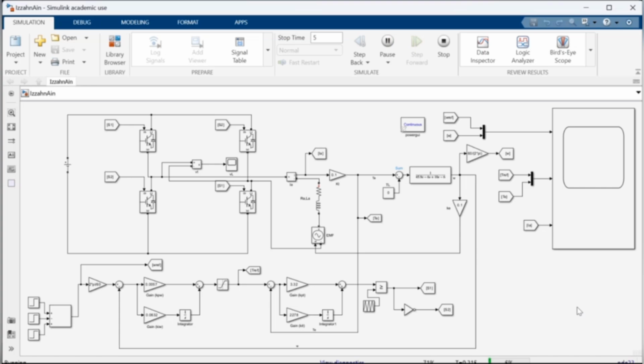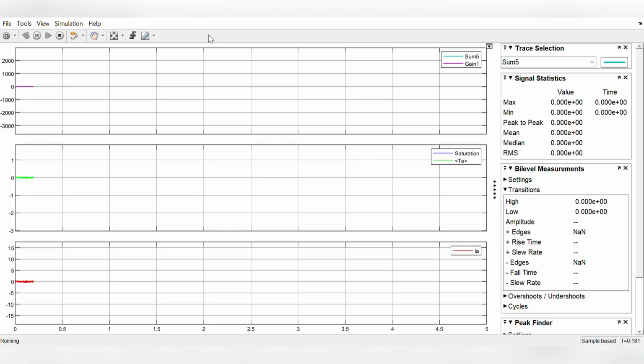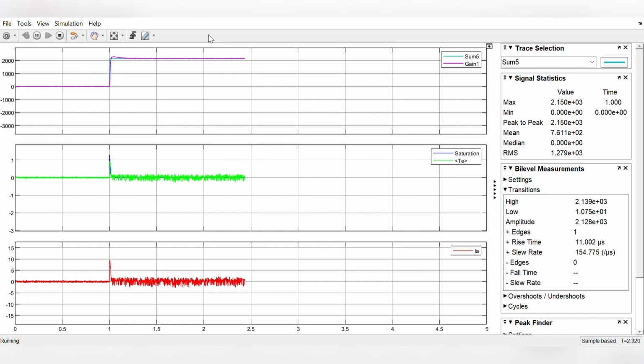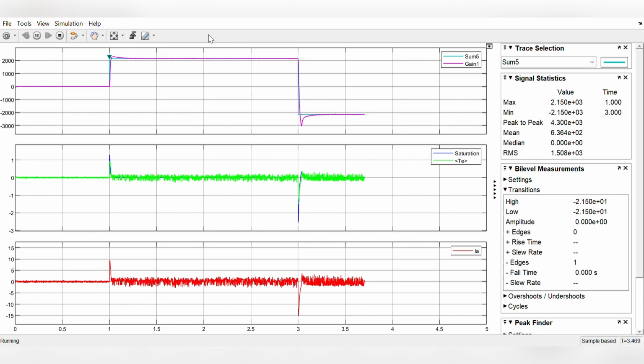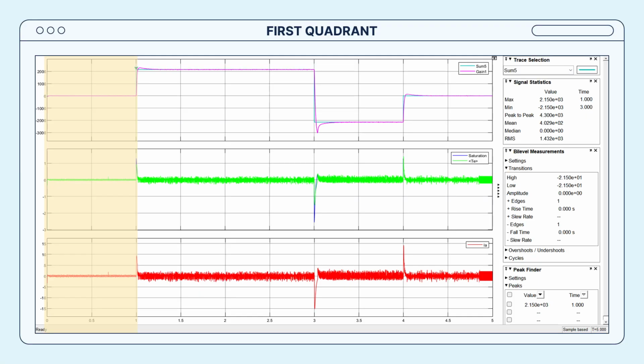After all the parameters have been set, we can run the simulation. So this is the output graph from the simulation. Based on the graph, the motor operates with positive voltage and positive current in the first quadrant, where the load is driven in forward direction. The torque and the speed are both positive.